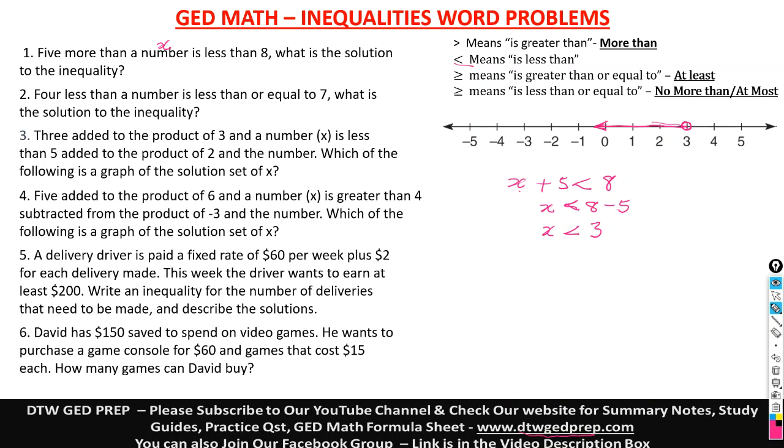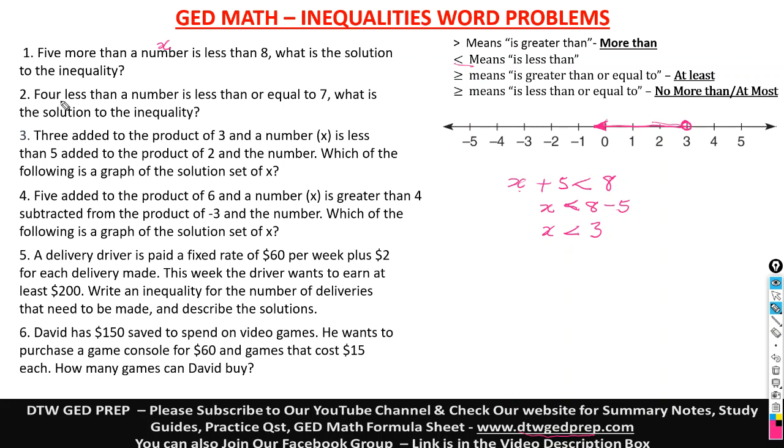So in case you have a question in the GED where the options are represented in number line, you have to really know how to represent the solutions of an inequality on the number line. So this is the way it should be graphed. This should be the correct one. The circle is not shaded because it's just less than. If it was less than or equal to, this would be shaded. And the direction of the arrow will go to your left, which is less than. All right, so this is the solution to number one.